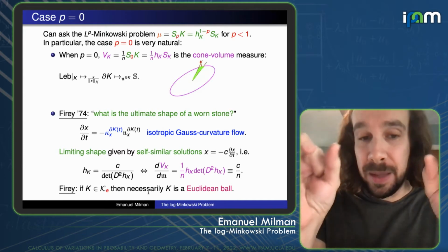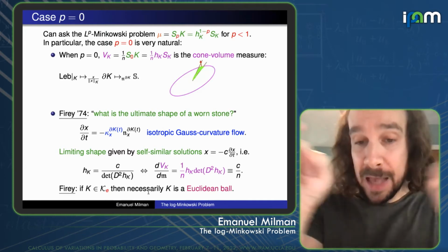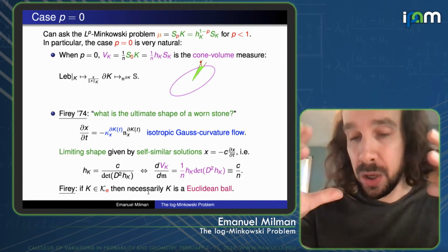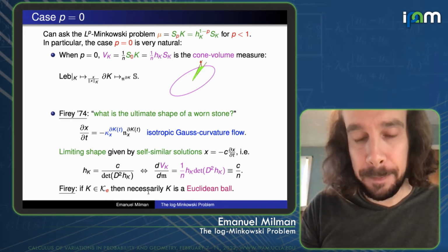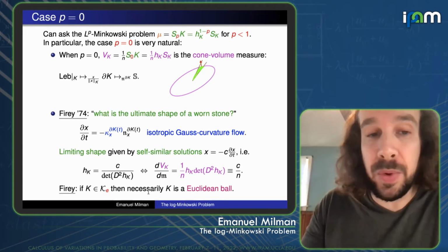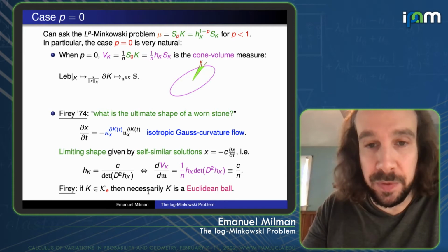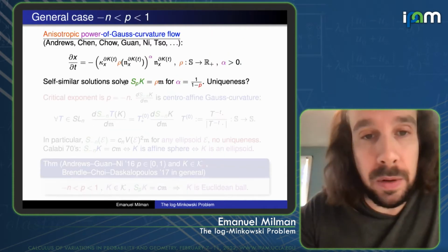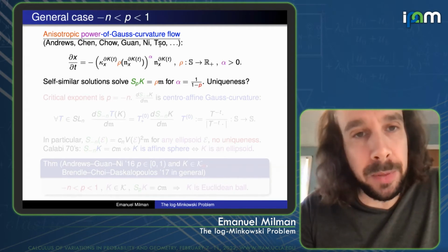It's the limiting shape. It does that as a Euclidean ball, no matter which shape you start. So indeed, Firey's PDE was very influential, and it has been extended throughout the years in at least 2 different directions by many, many people.